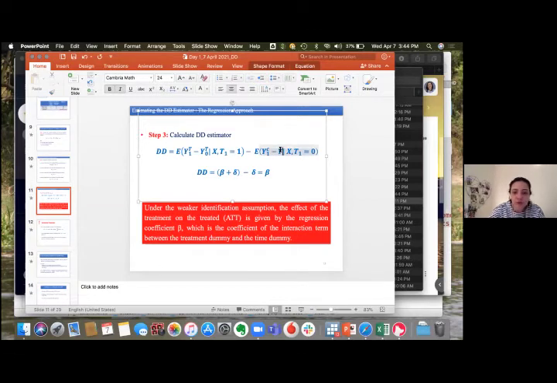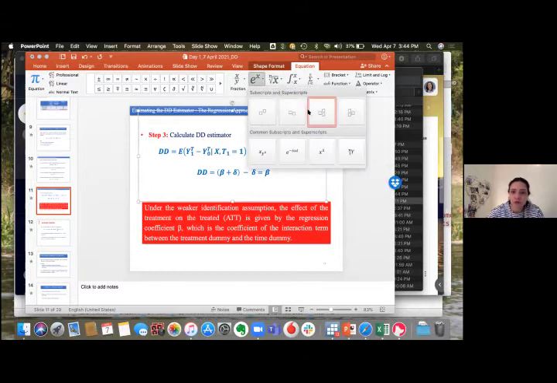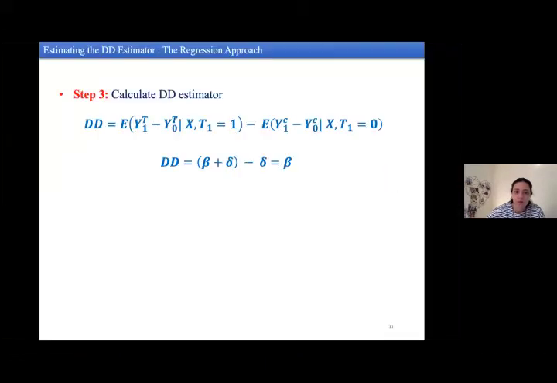So this is for those who are not in period 1. This is the outcome of the control group at period 0. So this first difference is beta plus delta. This second difference is delta, and the difference in this difference gives me beta.